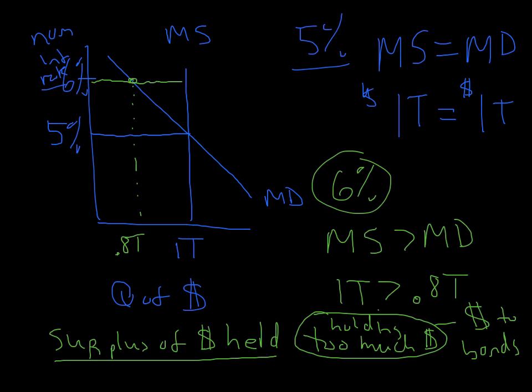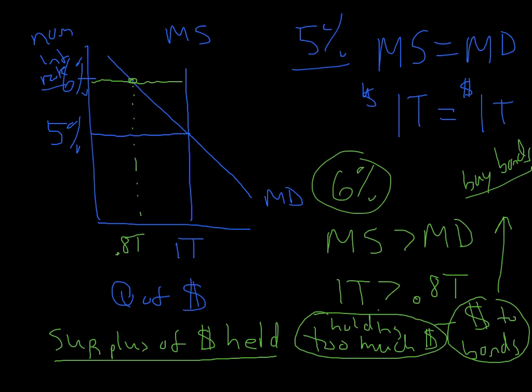So how do we do this? Well, you would just go and buy a bond. Let's say with that money, the overall difference of $200 billion, the difference between 0.8 trillion and 1 trillion, is extra money that you have. You don't want to hold that much money, so therefore you buy an asset such as a bond. And what's going to happen when bonds are purchased, the demand for bonds increases and the interest rate falls.